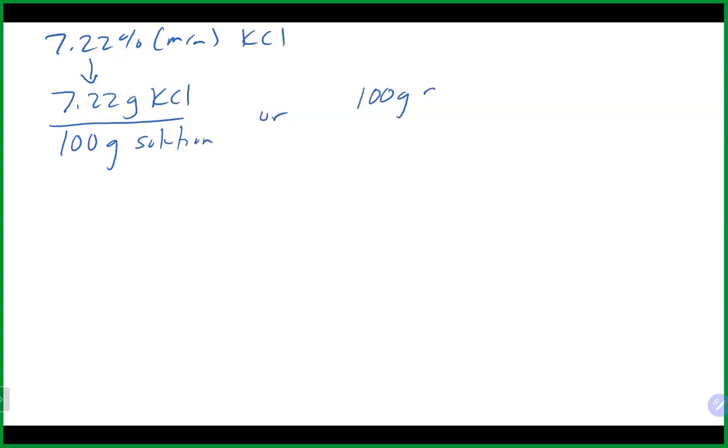So what this would mean if we wanted to turn this into a usable conversion factor is, if you had 7.22% by mass KCl, that would mean you would have 7.22 grams of KCl in 100 grams of solution, or in 100 grams of solution, you would have 7.22 grams of KCl. So that is a way that you could take a percentage and convert it into a usable conversion factor.